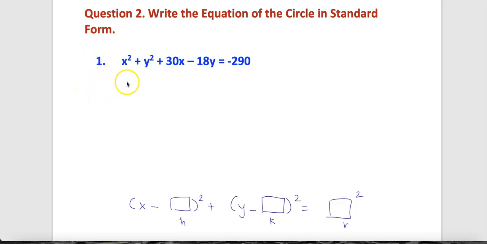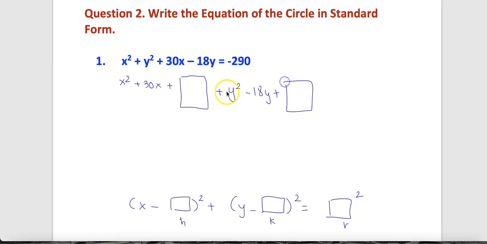So let's do this. First of all, look for the terms which are having x. I have this x square over here, I see another term 30x over here, and after this I want you to put a plus sign and draw a box over here. Then I'm having y square. I'm just separating my y terms and x terms over here. Again with this, put the same thing over here. And equal to, this is my negative 290.